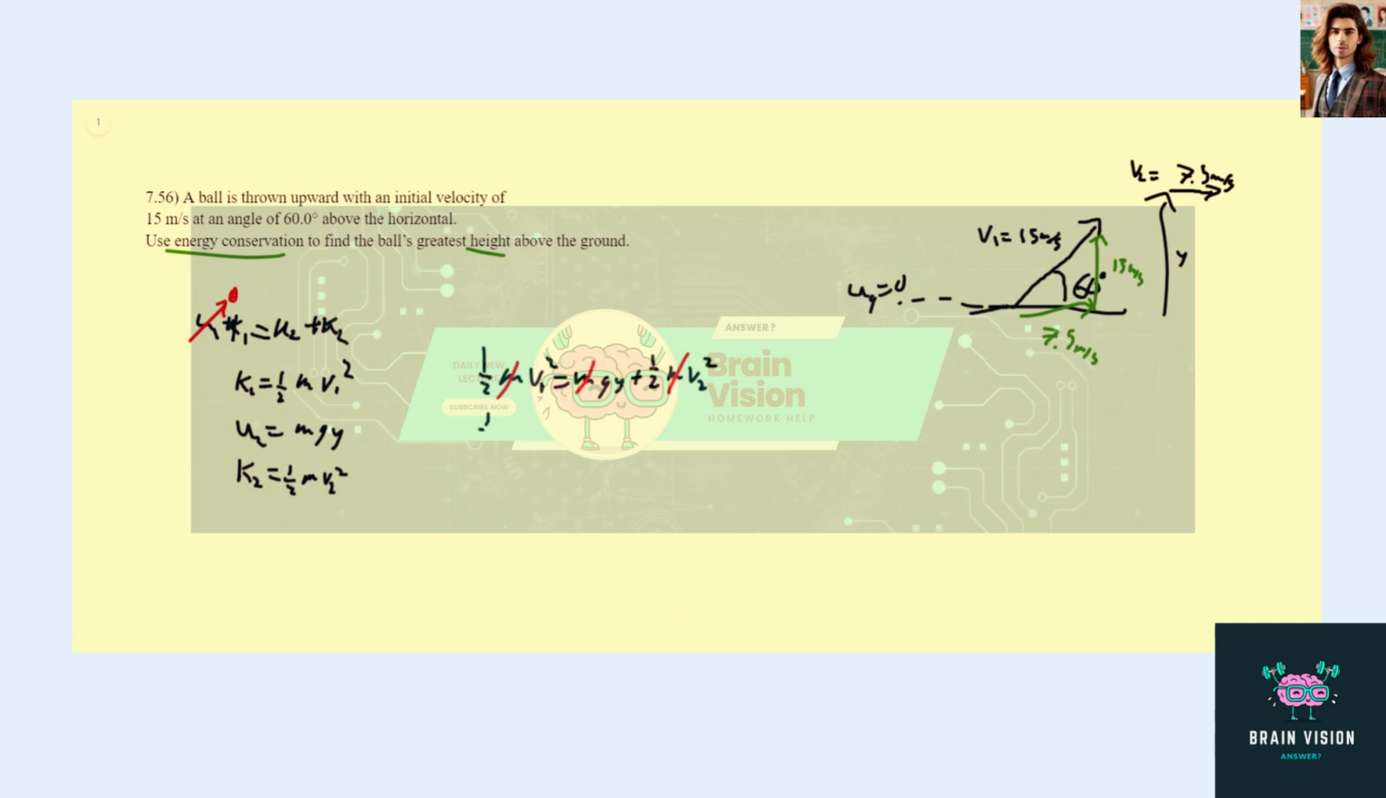Okay, so we have 1/2 times 15 squared is equal to 9.81 y plus 1/2 times 7.5 squared. So we get 112.5 equal to 9.81 y plus 28.125. So then we get y is equal to 8.6 meters after you do that subtraction and division.